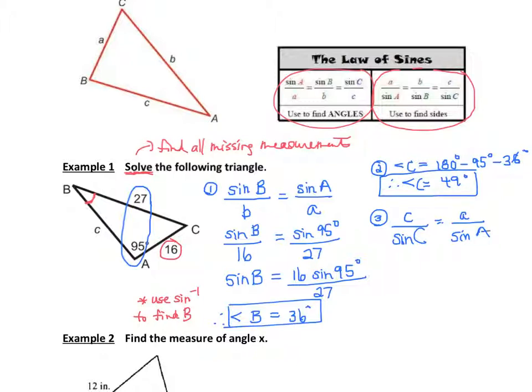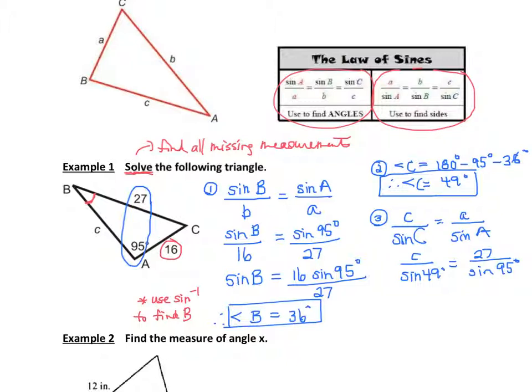Okay, so then we'll sub our known information into this formula. So we know that the measure of angle C now is 49 degrees. And of course we know that the length of side A is 27 and the angle A is sine 95 degrees. And of course the reason I'm using the alternate version of the formula is because we're looking for a side length, okay, just to reiterate that.